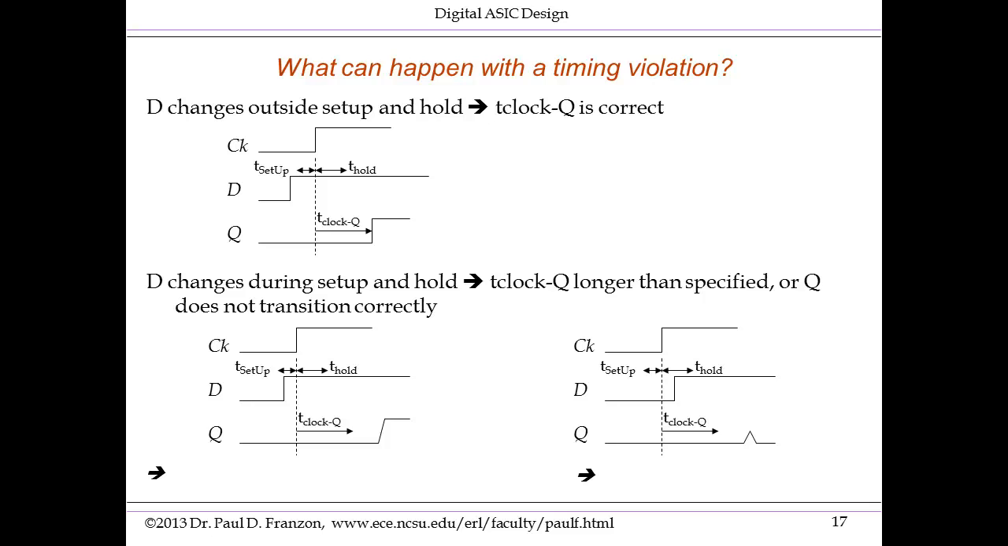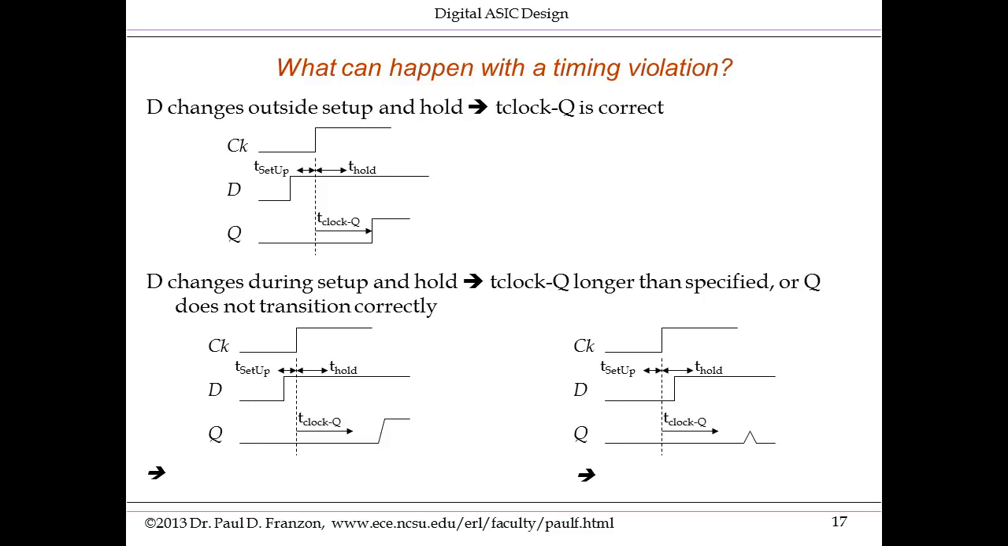So a couple of slides first on what happens if we have a timing violation. That is, if D actually does change during the setup and hold time. Well, first of all, I'll remind you what happens if D changes sufficiently in advance of the clock edge for there not to be a setup or hold violation. And what happens is Q changes T clock to Q after the rising edge of the clock, and this T clock to Q that's specified in the timing parameters for the flip-flop will be accurate.